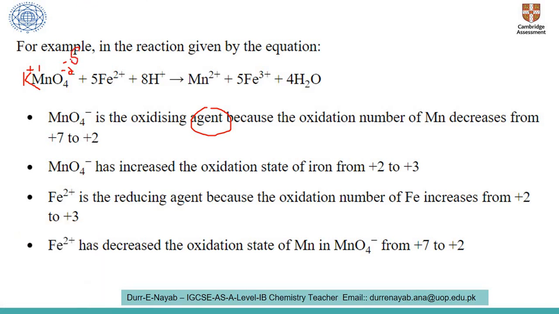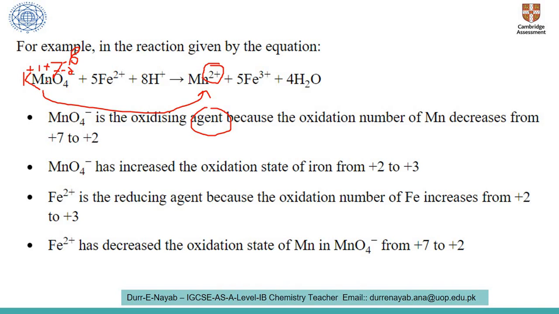Okay, so the total charge on the oxygen is -8, and +1 to neutralize, so manganese will be in the +7 state. Now over here you can see manganese has changed from +7 to +2. So manganese oxide is an oxidizing agent because the oxidation number of manganese decreases from +7 to +2.